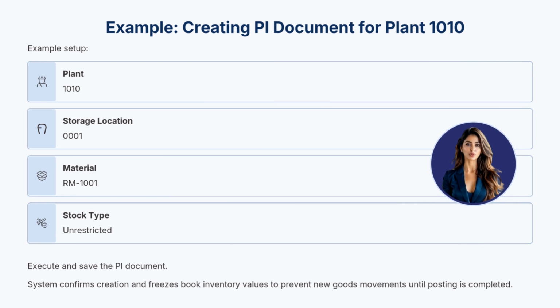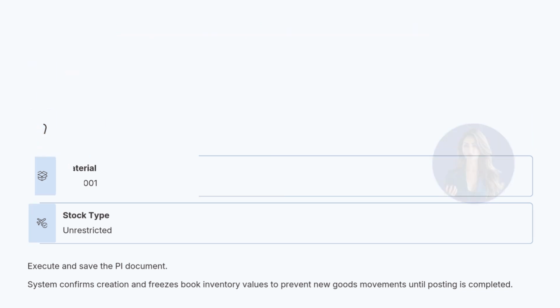Example, creating a PI document for Plant 1010. Let's take an example. In Plant 1010, storage location 001, select Material RM1001 with stock type Unrestricted Use. Execute and save. The system freezes the book inventory to prevent new movements. This lock ensures accurate reconciliation between counted and system stock.